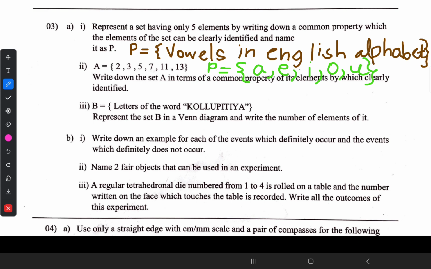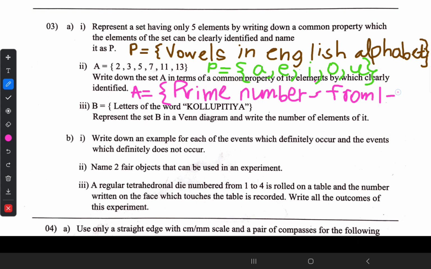Likewise, you can name this. Okay, I'll name it as prime numbers. These are prime numbers. That's the common property of these numbers. Prime numbers from 1 to 14. Likewise, you can name this set.